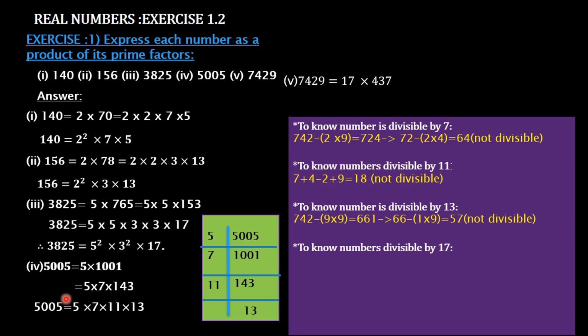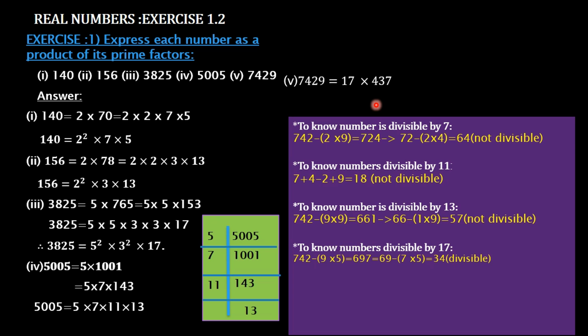Similarly, by checking here, we will get the 17 divisibility test, that is 742 minus 9 into 5, that is 45, it is 697. Again to check, is 697 divisible? 69 plus 7 into 5, 35, that is 34. 34 is divisible by 17. So here we got 7429 is divisible by 17. Then what will we get as our quotient for 37?